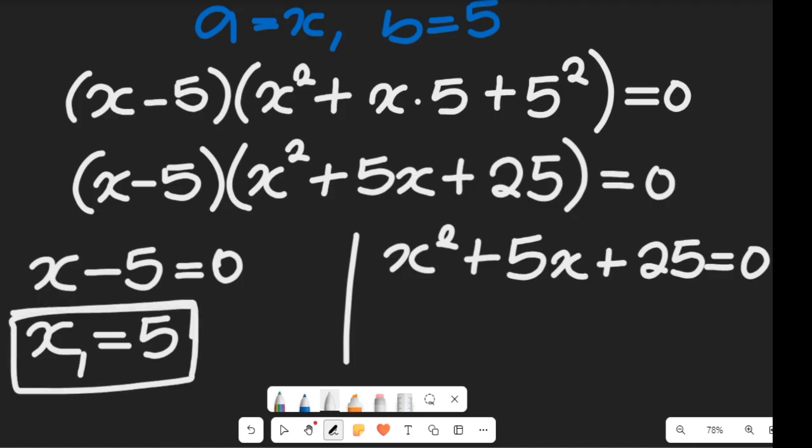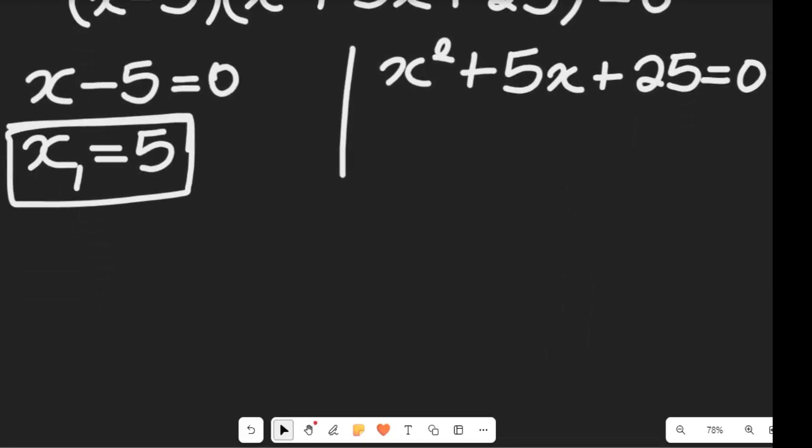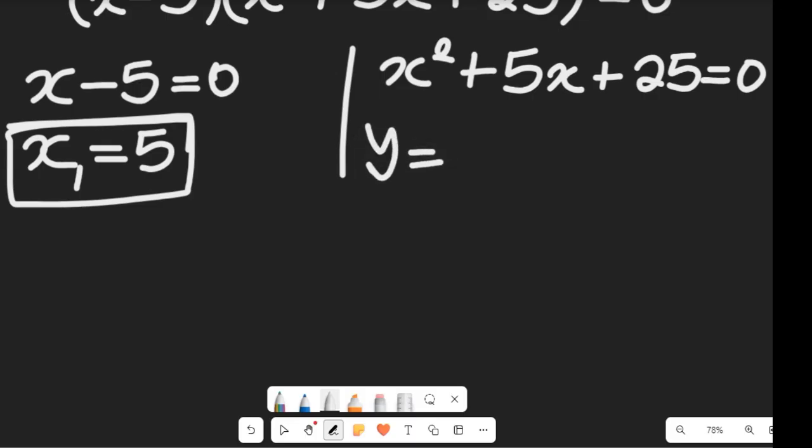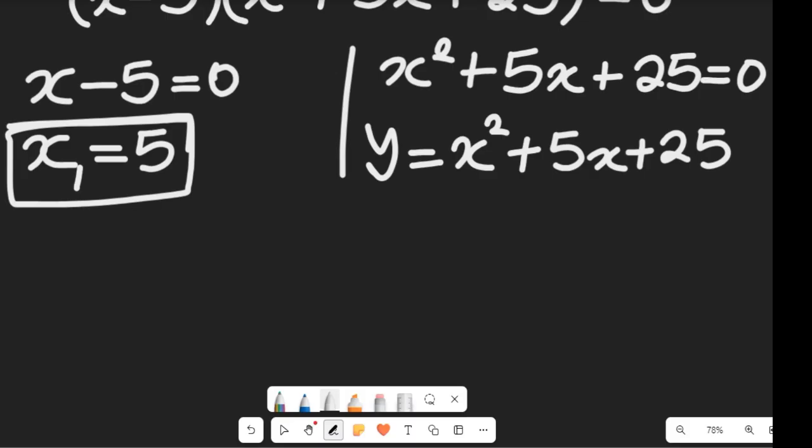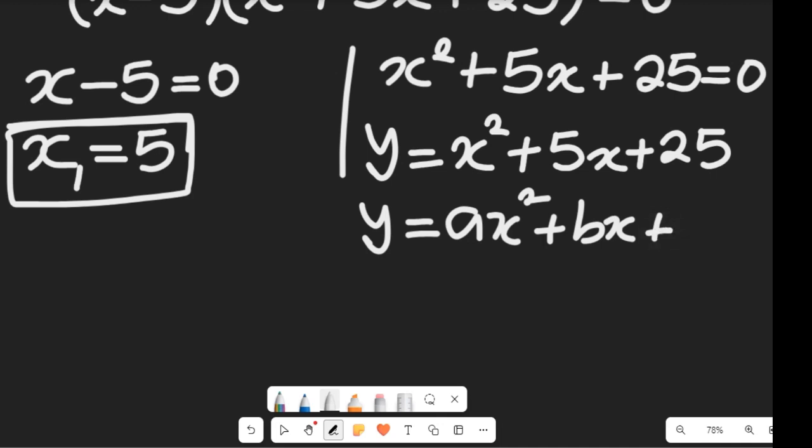Now, from this expression, given the quadratic formula, we can find other values of x. Now, we're going to use a unique way of solving our quadratic formula. Given this formula, we can look at this expression as y equal to x squared plus 5x plus 25, right? Remember, we'll have this general expression as y equal to ax squared plus bx, that's the quadratic formula expression, plus c.